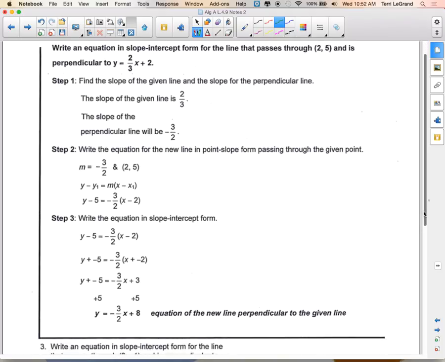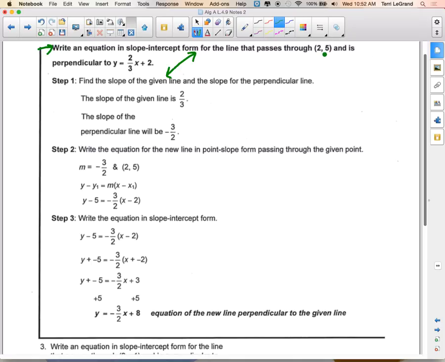So in this one, we have: write an equation in slope-intercept form for the line that passes through ordered pair (2, 5) and is perpendicular to y equals 2/3 x plus 2. So this is our given line. I already know that's a line that's going to be rising from left to right, right? Because it has a positive slope. Has to go through this point.